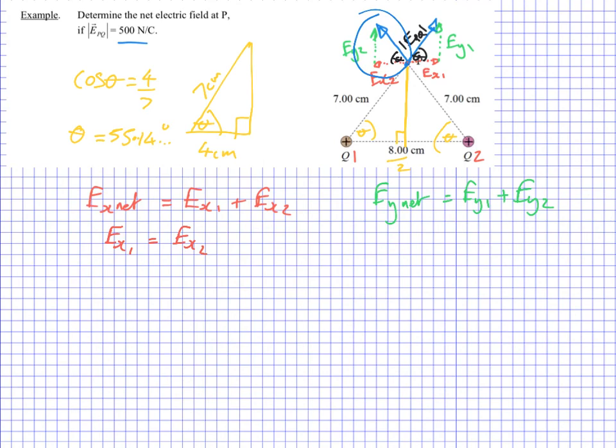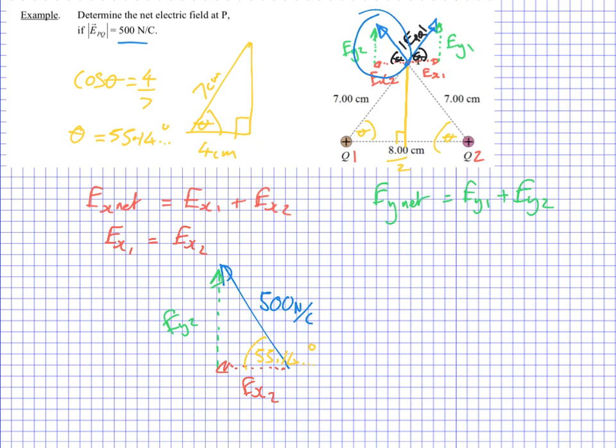So let's go ahead and just make a triangle here so we can see. This value is given in the question. This is 500 newtons per coulomb. Then I've got my green component that I labelled earlier. This is EY2. And I've got my red component here that is EX2. And then my angle, which I had calculated using the dimensions, this is 55.14 something degrees.